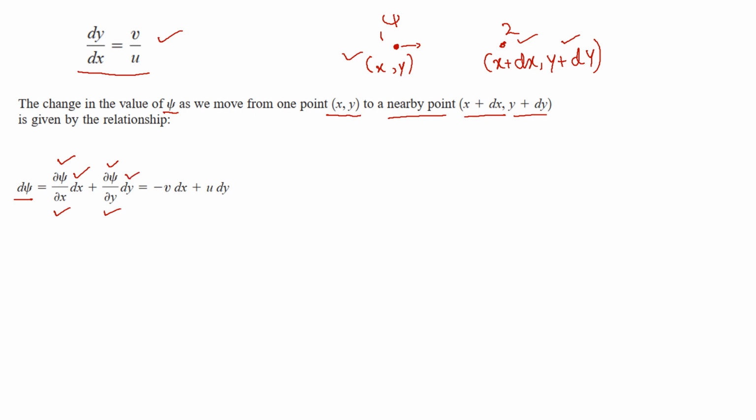And we can actually substitute these terms, that is partial psi over partial x as minus v and partial psi over partial y as u. We already wrote these terms in the previous slide: minus v is equal to partial psi over partial x and u is equal to partial psi over partial y.